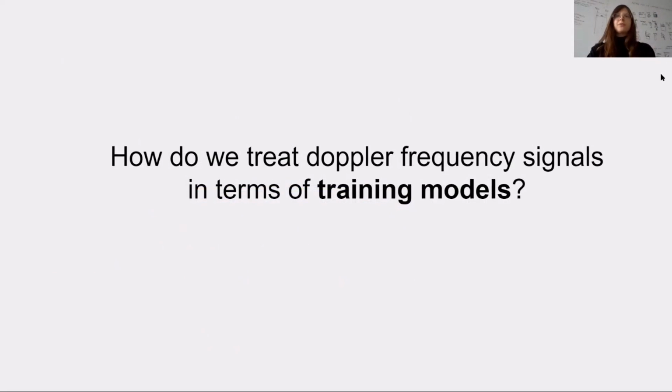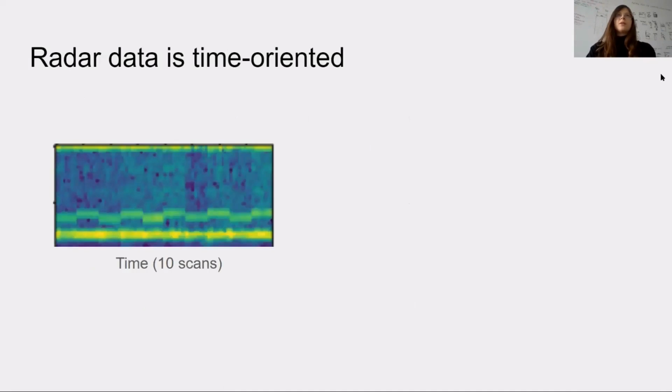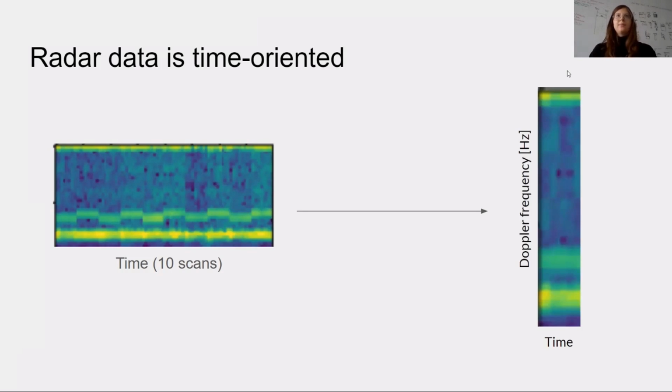How do we then treat the Doppler frequency signals in terms of training our models? First of all, as Joanna said already, the radar data is time-oriented. So this fact makes it simple to divide those samples of micro-Doppler signals into smaller subsamples. And this actually has a twofold effect, because you can either use this one bigger block of data, which means we have a bigger image that might convey more information to the network, or we can divide them into smaller chunks, and this way enlarge the data set, which can be very fruitful in the long run.